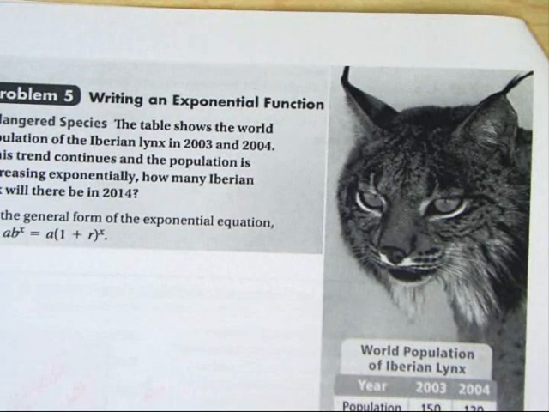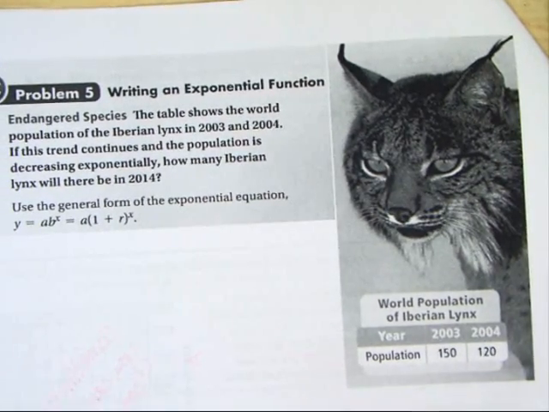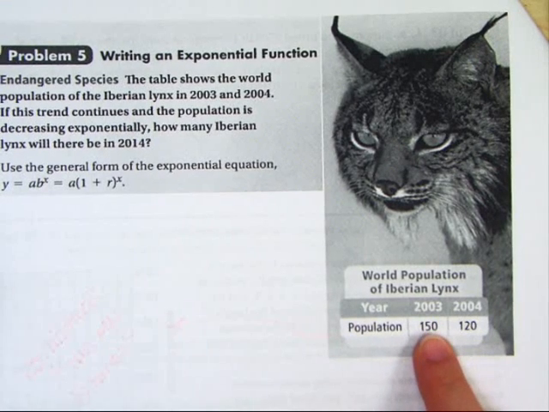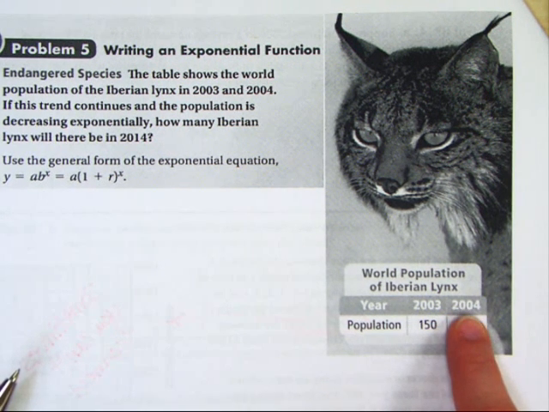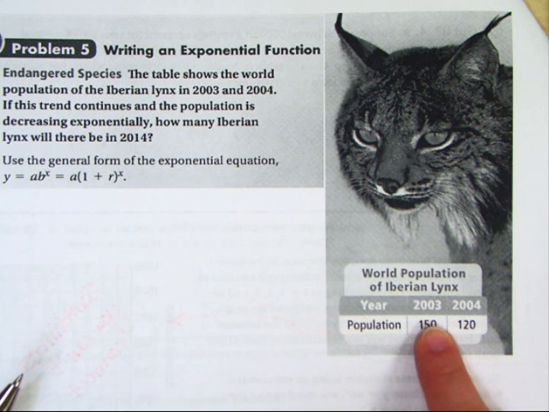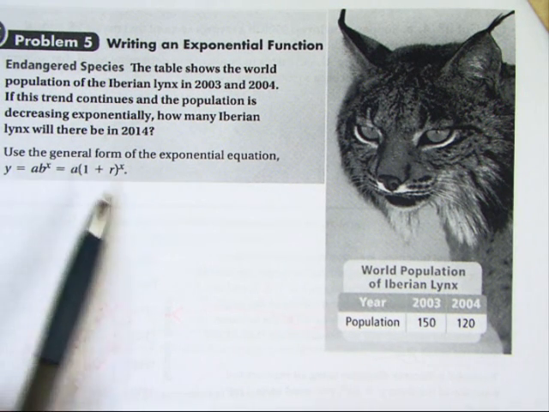And this is going to be about lynxes. Problem 5, writing an exponential function, endangered species. This table, the one that I'm pointing at, shows the world population of the Iberian lynx in 2003 and in 2004. If this trend continues and the population is decreasing exponentially, how many Iberian lynx will there be in 2014? You can obviously see that it's going down, and we're going to use our general formula.